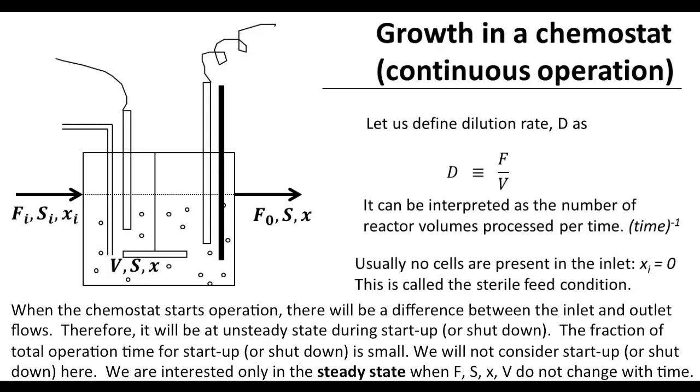We are interested only in the steady state, when F, the volumetric feed rate, S, the substrate concentration at the outlet, X, the cell concentration in the outlet, and V, the volume of the broth, all do not change with time. This is the condition that we are going to analyze, and it is the condition under which the continuous bioreactor or the chemostat will be in operation for most of its useful period.